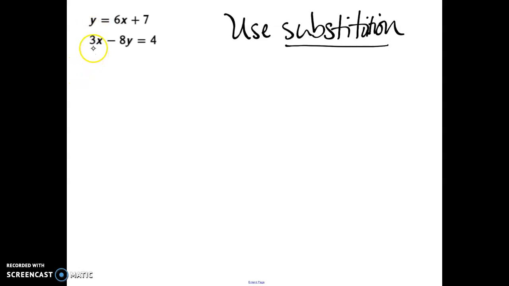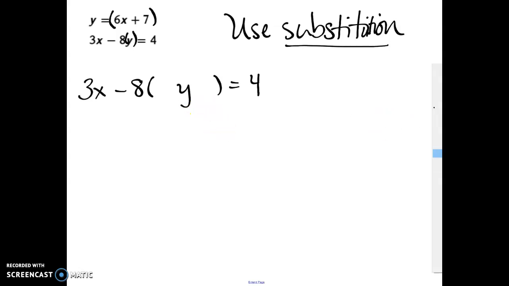I have two equations here, and I know from our definition that at the solution point, the y values are going to be the same. Right? The x values in both equations will be equal. The y values in both equations will be equal. So what I can do is take this definition of y equals 6x plus 7, and substitute that in for the variable. It's like I'm taking one y and just replacing it in the spot of the other. Okay? So I'm going to take this definition and I'll rewrite my second equation, 3x minus 8. And it used to say y equals 4, right? It used to say y right there.